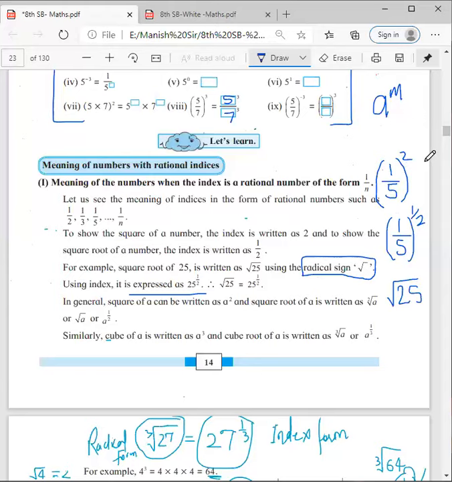I hope square root and square are clear to you all. Is it clear? Yes or no? Sir, please explain once again. Okay, okay.